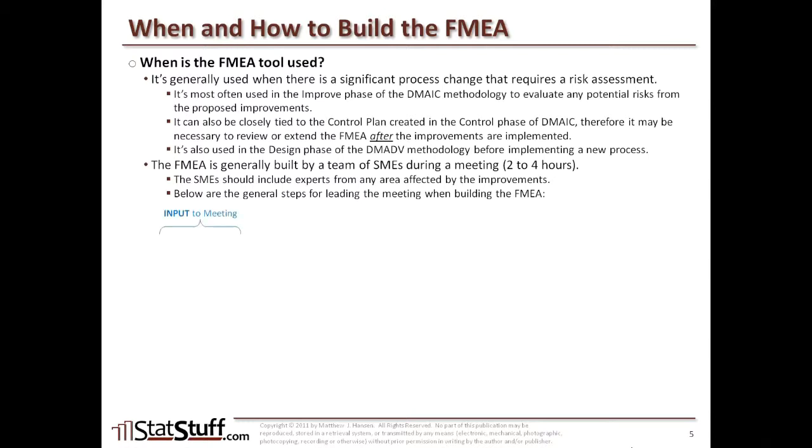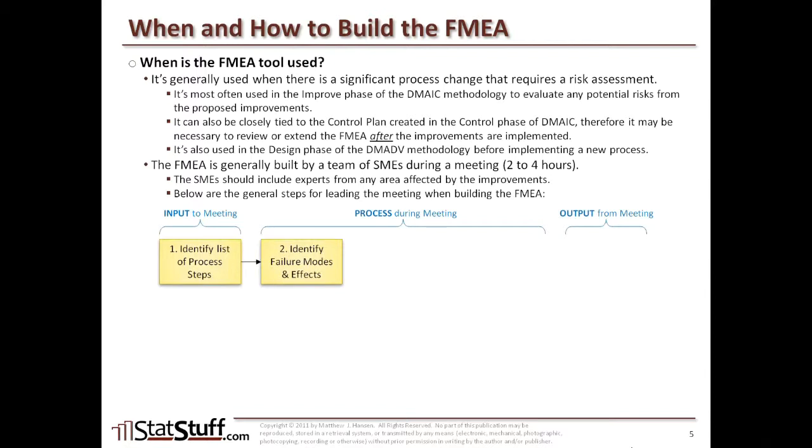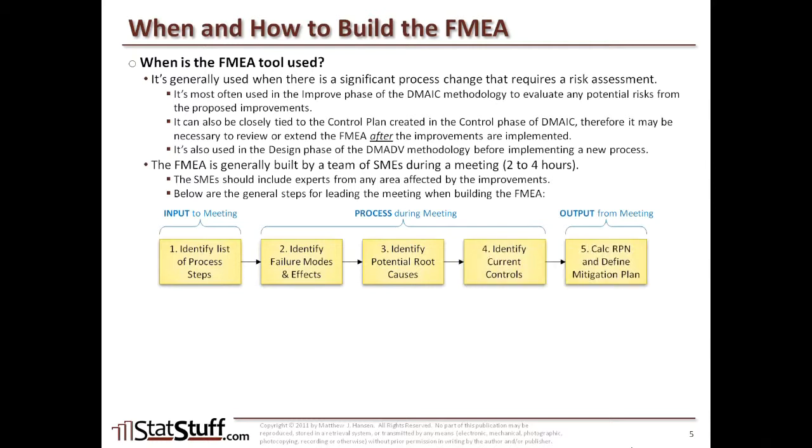It starts with having some sort of input into the meeting, then the actual process that's going on through the meeting itself, and then we create some sort of output from the meeting. So for the input for the meeting, the input would be the list of the process steps that you want to evaluate for the new process that's being created, or the changes or the new improvements you're making to the process. And then from there we want to identify within the meeting any failure modes and effects, and then we want to identify potential root causes, identify any current controls. And then from that information we're going to have as an output from that meeting the calculated RPN, the risk priority number, and also defining the mitigation plan.